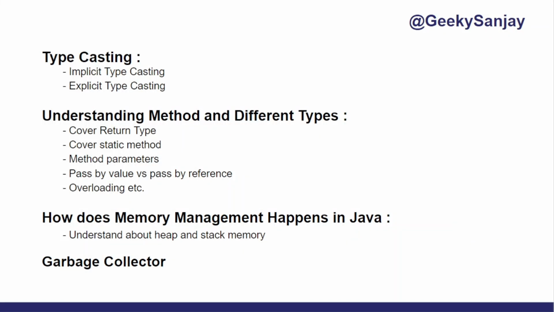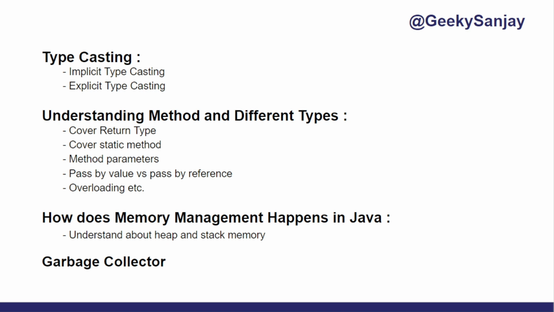We will cover typecasting: what is casting, implicit typecasting, and explicit typecasting. Implicit typecasting happens automatically when assigning a smaller data type to a larger one. Explicit typecasting involves manually converting data from one type to another, ensuring compatibility. We will cover that in detail in the video, and I will show you an example of this.